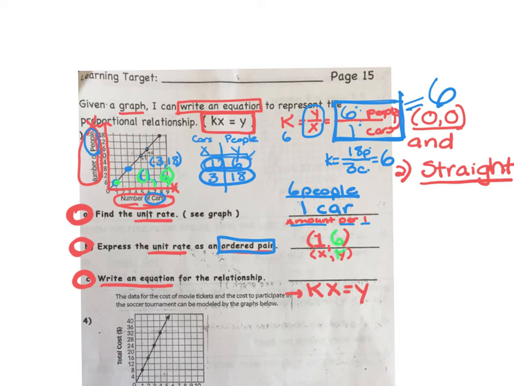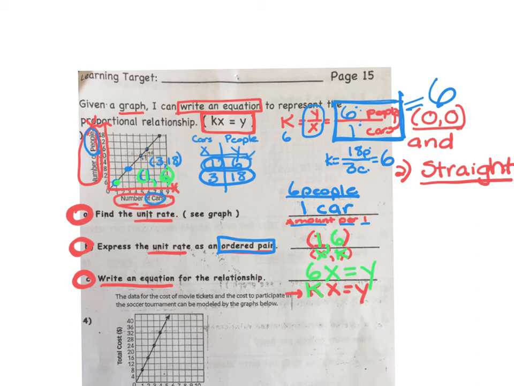Remember that Y is really your K value. And X, well, it's always going to be 1 in the unit rate. And lastly, let's substitute in for the K. 6 times X equals Y. And that's the equation you would use for this particular graph.